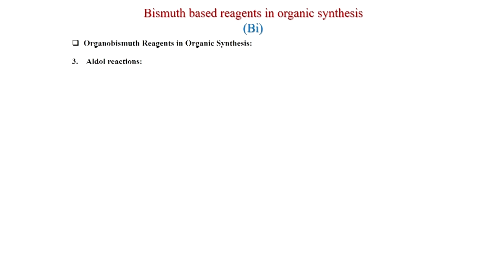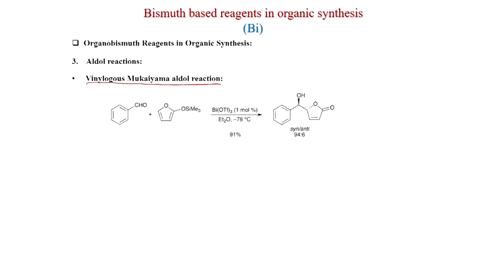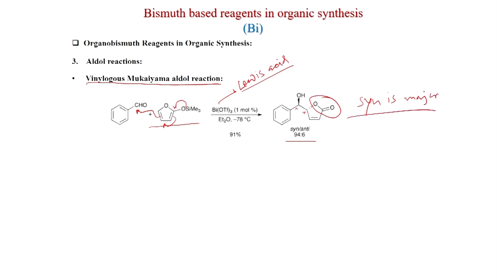Now, we will see the aldol reaction, and the first one is the vinylogous Mukaiyama aldol reaction. Bismuth triflate is a Lewis acid, and it can react with this furan OTMS, and this is the vinylogous Mukaiyama aldol. So, what will happen? It will add here and you get this lactone motif and the double bond generated here, and you get this product. Two chiral centers are present, syn:anti 94:6. So, syn is major here, and in 91% yield, so this is very efficient and uses only 1 mole % of this bismuth triflate.